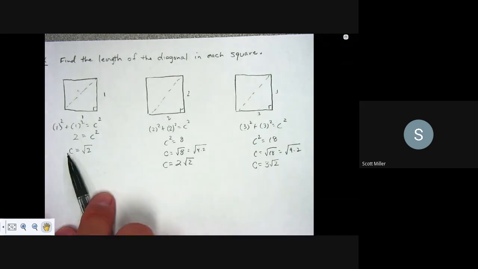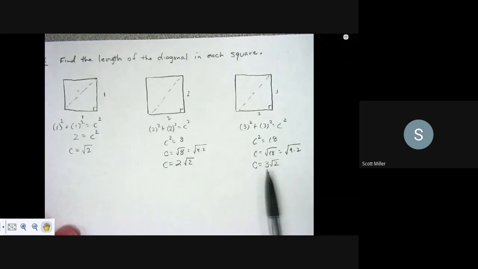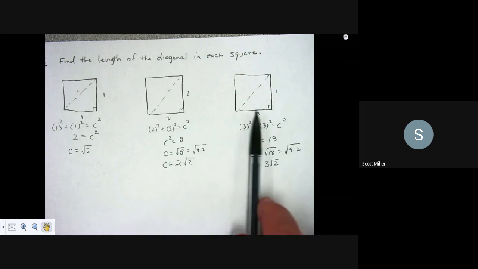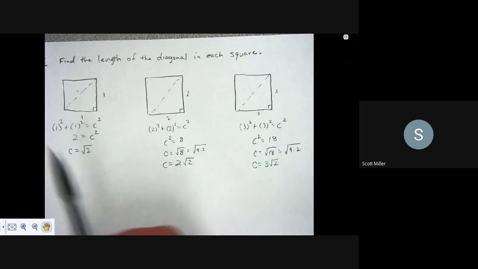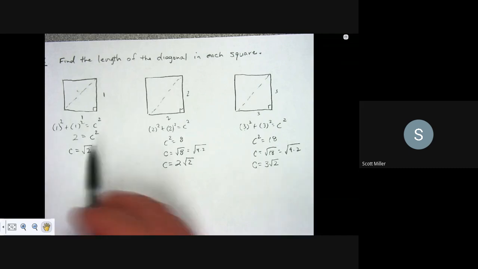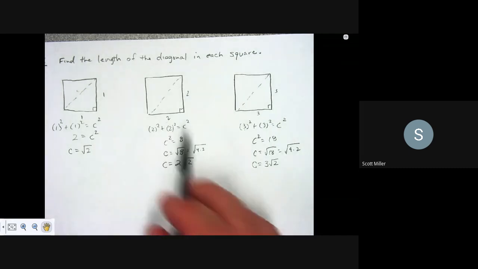So when we look at this, we look for a pattern that we might see from this. And hopefully you see a pattern in here. What I see is that all of these answers have the square root of 2 in it, and the number in front is exactly the side length that we have. So even though you don't see a number here, it's the number 1 out front. So 1 times the square root of 2. The side length is 2, times the square root of 2.